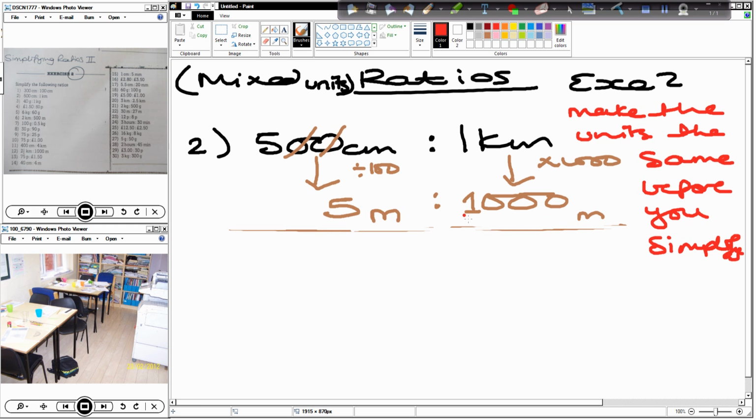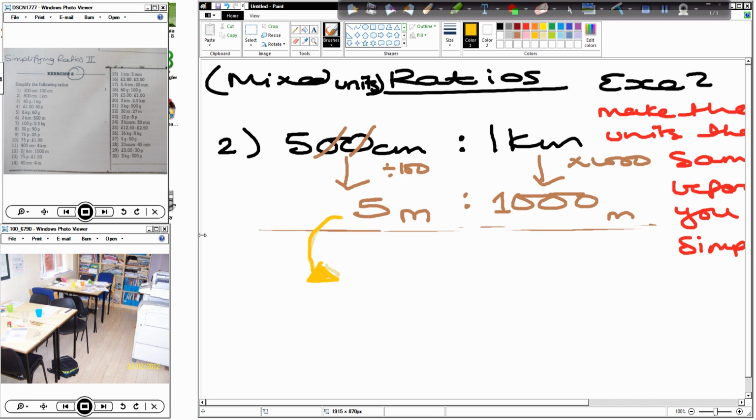Okay, so now we have 5 meters and 1,000 meters. What is the highest common factor, Khadija? What is the highest common factor between 5 and 1,000? What will they both divide by? Just by looking at the numbers, one number should pop to the top of your head. Say, yes, I know that this particular number easily will divide into both of them, and that number is 5, correct. Now move the whole thing.